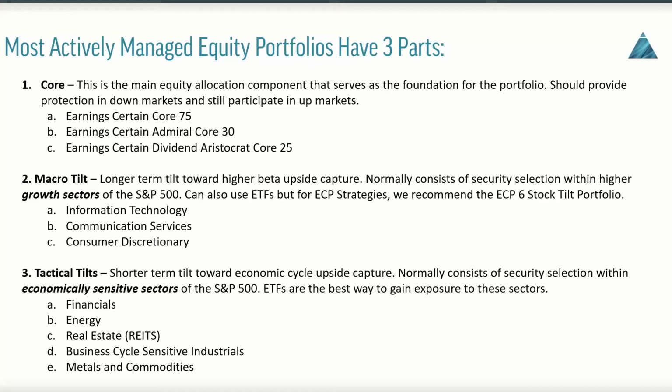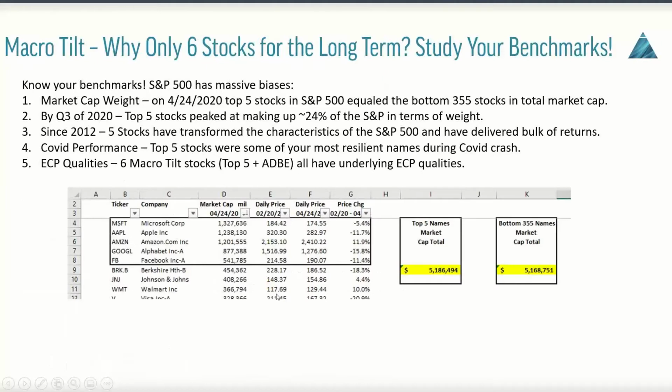The tactical tilts are going to be your shorter term tilt that are going to allow you to gain upside capture in various economic cycles. So these are going to consist of the economically sensitive sectors, and obviously securities and ETFs are going to be the best way to gain exposure to these sectors. Again, financials, energy, real estate, business cycle sensitive industrials, metals, and commodities names are going to be your tactical tilt type names you're going to be looking at.